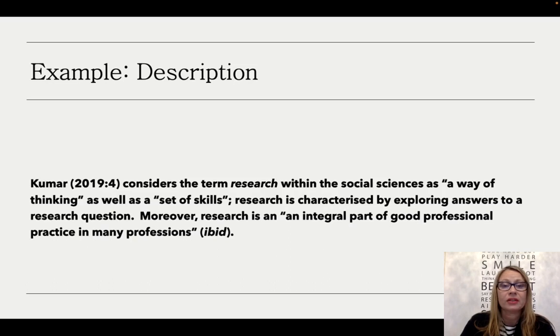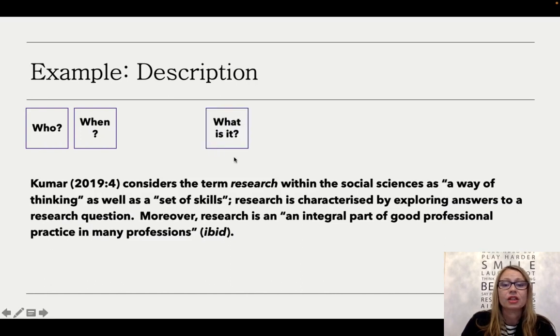Let's see how the description occurs. So first of all, we've got our who. So who, we've got Kumar. We've got when, we've got our date here. You might have historical perspectives, and you might have a range of dates there. What is it? So one of those questions here, well, we're talking about research, and we've defined our parameters of where it is used. Here we've defined it as social sciences. Obviously research can happen in the humanities, in the creative arts, etc. So defining your parameters is really helpful here.